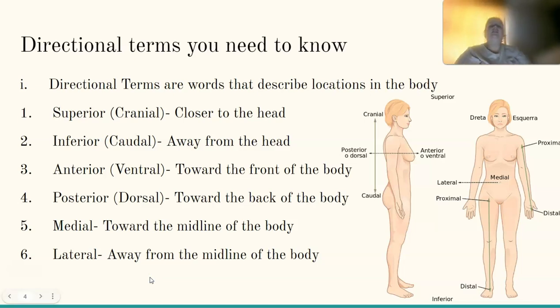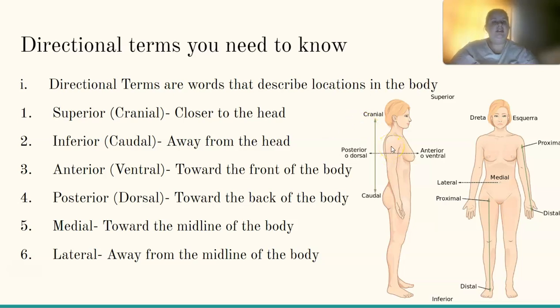All right, we're going to get into those directional terms now. There are a few of them. So here's our diagram. You also have a diagram guide on your guided notes. Directional terms are words that describe the location in a body. So superior or cranial means closer to the head. If you look here, they use superior or cranial, and on this one, they use superior, closer to the head. Inferior, down here, or caudal, means away from the head.